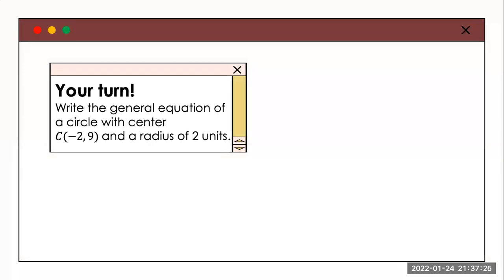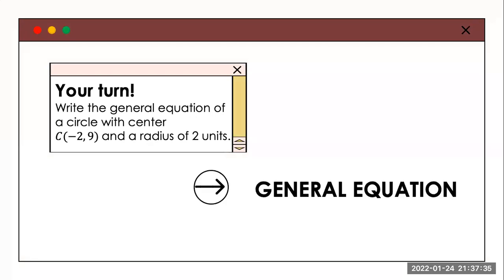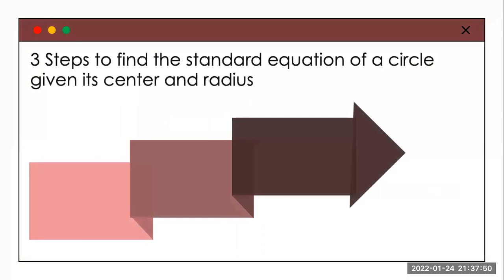Now, it's your turn. Isang example lang, ma'am, tapos kami agad kasi alam ko kaya niya yan. Okay? So we have here the center at negative 2, 9 and the radius of 2 units. So kailangan natin gawing general equation. Again, you have the freedom to choose what strategy you want to use for you to be able to get the general equation of the circle.